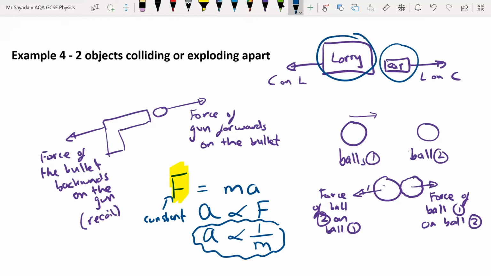So to summarize that, they both have the same resultant force acting on them, because the force of the lorry on the car is equal in magnitude to the force of the car on the lorry. Those forces are in opposite directions, but they are of the same magnitude. But that force affects the car much more because the car has a much smaller mass and will therefore experience a much higher acceleration.